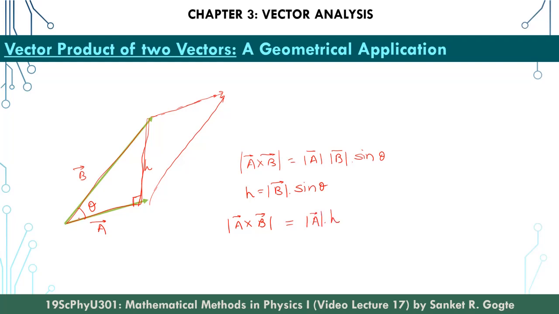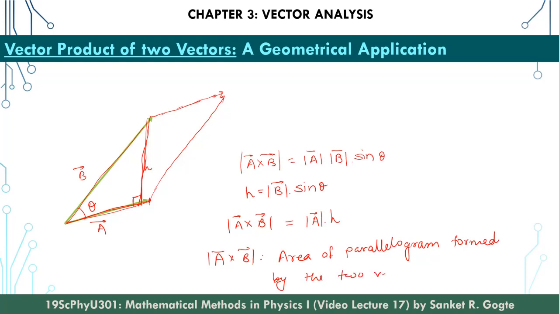Now magnitude of A is this length, which is the base of the parallelogram, and h is the height of that parallelogram, and therefore A cross B, or magnitude of A cross B, gives us the area of the parallelogram formed by the two vectors.